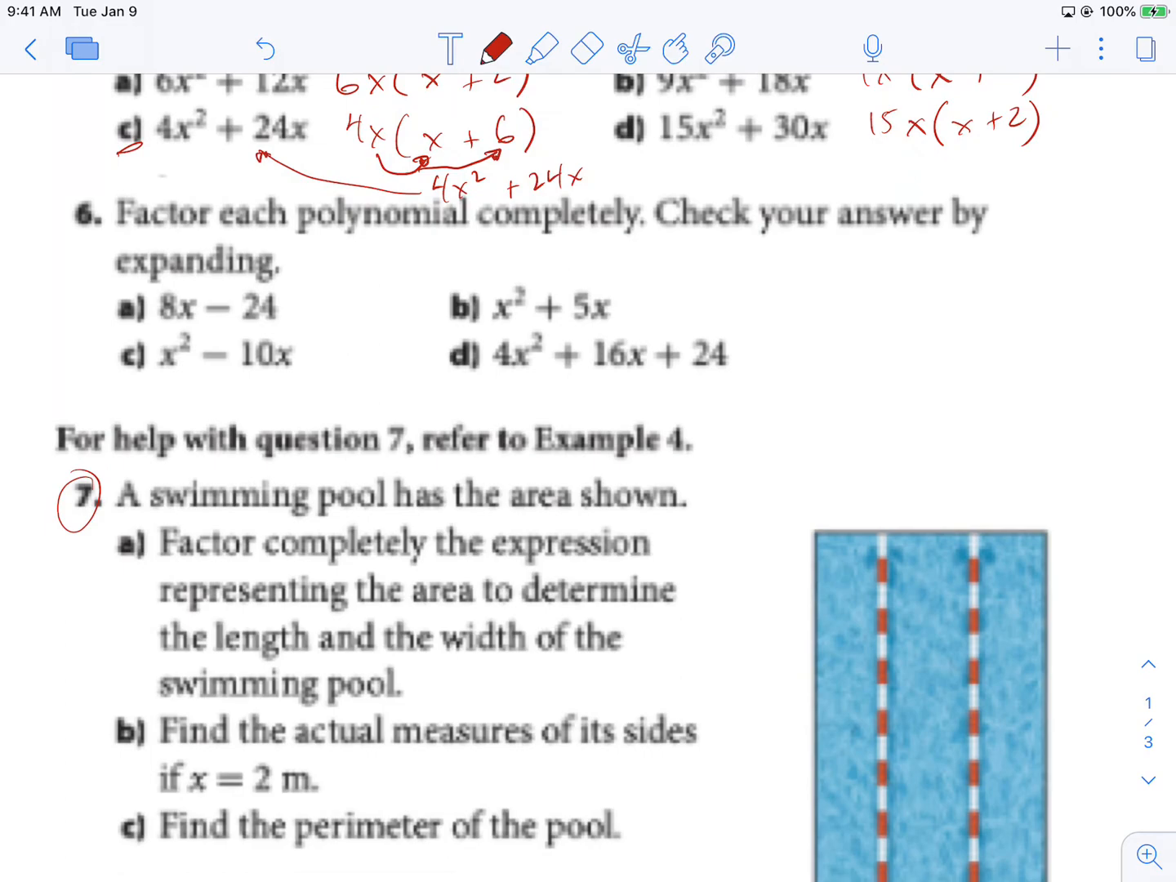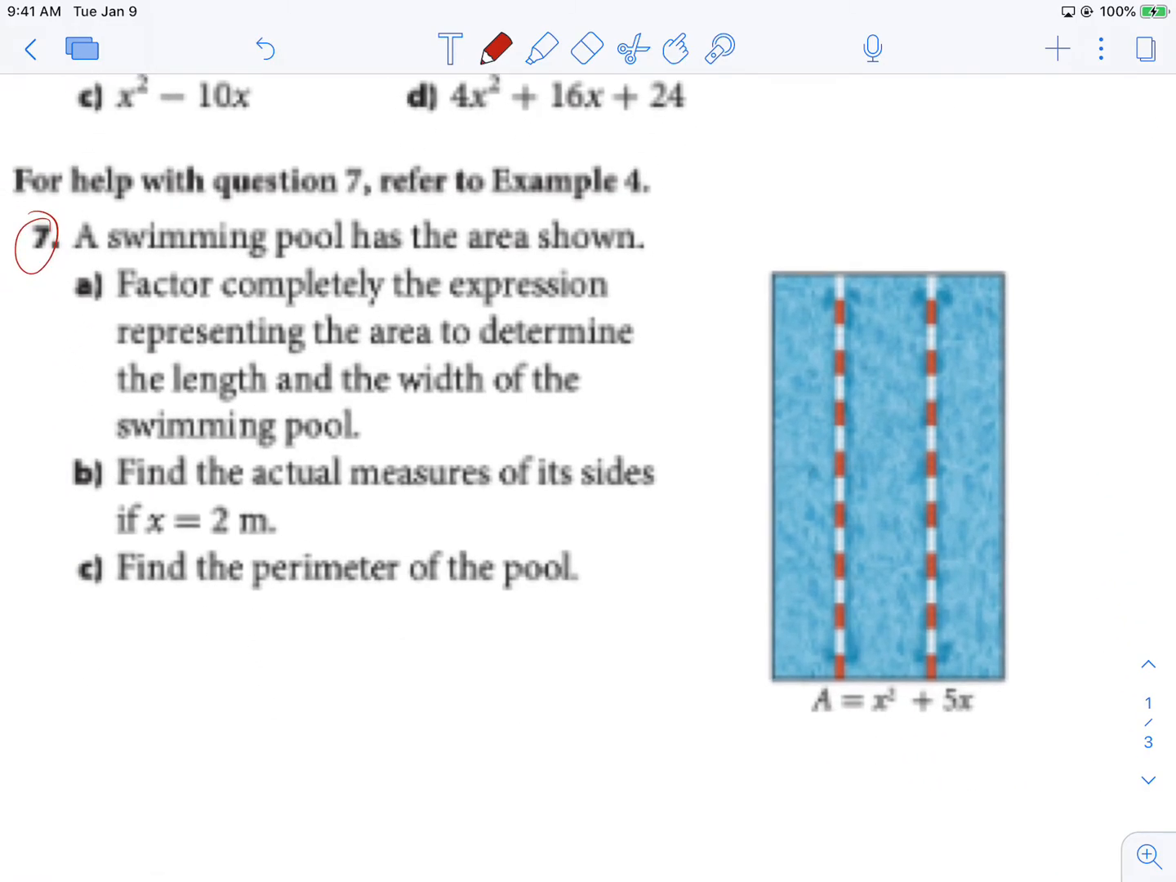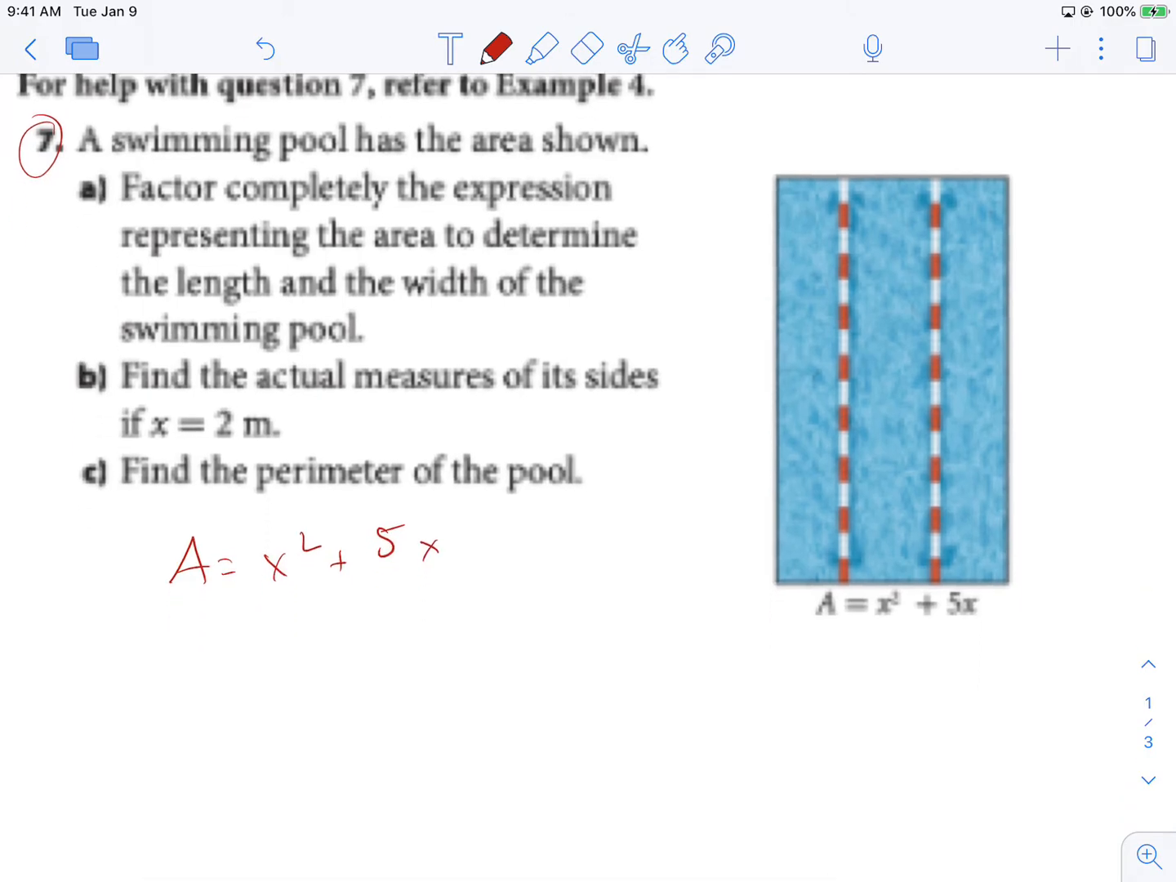Okay, for 7. A swimming pool has the area that is shown there. So we're going to factor completely the expression representing the area. So we're going to be able to determine the length and the width of the swimming pool. Okay, so here we're going to take a look at our area equals x squared plus 5x. Perfect.